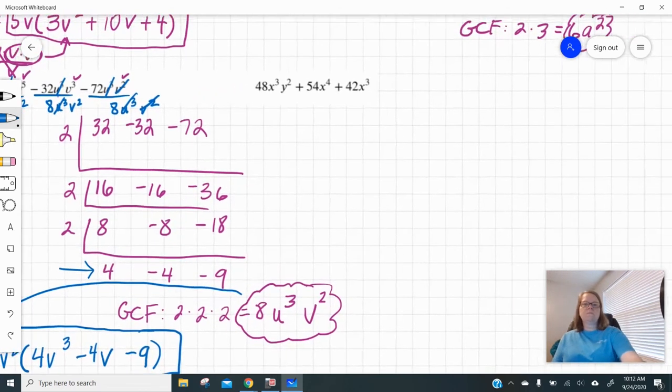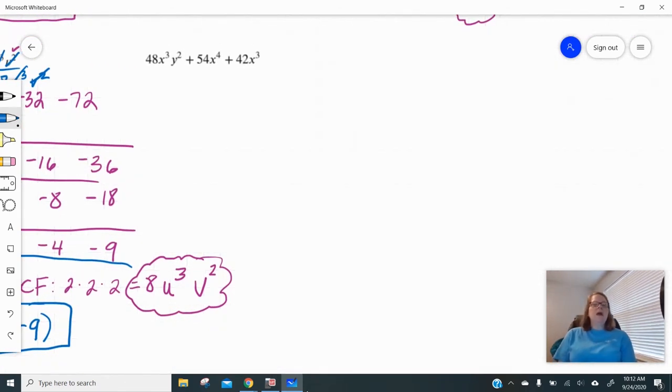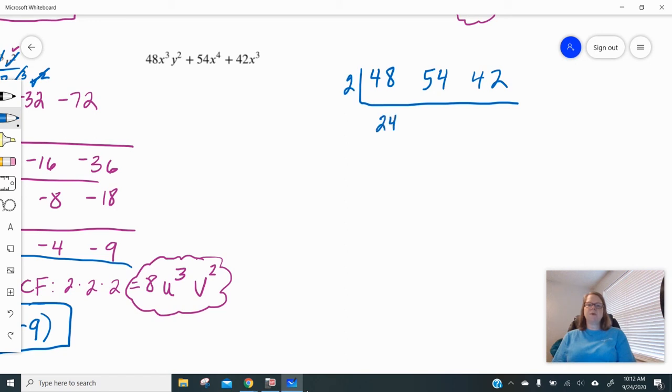Okay, so let's take a look here at the last one, 48, 54, and 42. I don't know why I started with the next one. Okay, so I'm going to start by doing what I've been doing. These all divide by 2 because they're even. So divide by 2: 24, 27, 21. Now I'm going to divide by 2 again if I can. 24 is even, 27 is not, so can't divide by 2. So then try 3. 24 divided by 3, that'll work. 27 divides by 3, 21 divides by 3, so I can do 3.